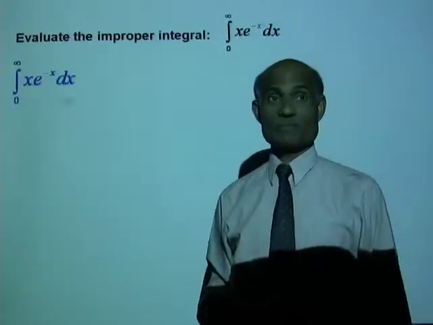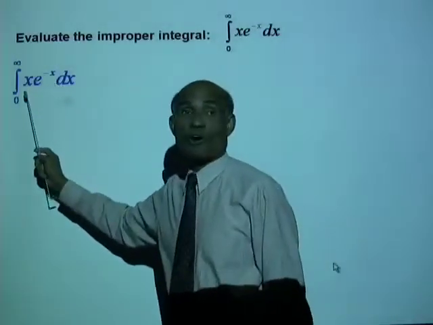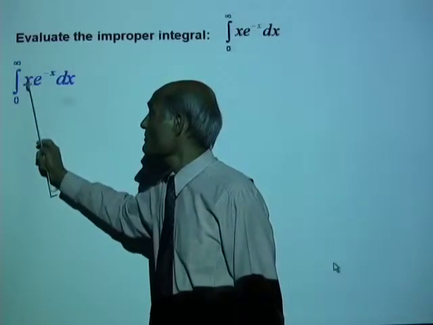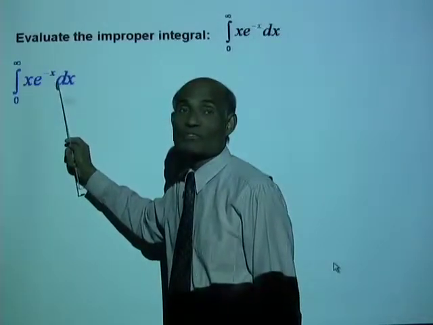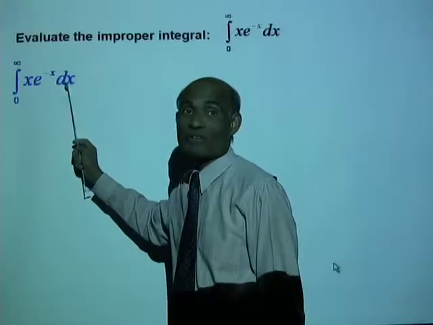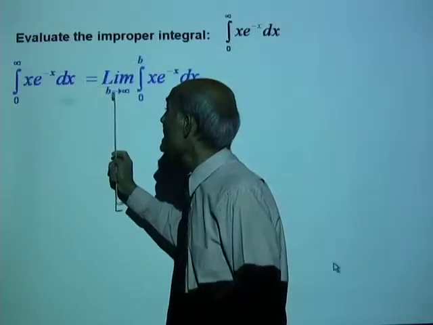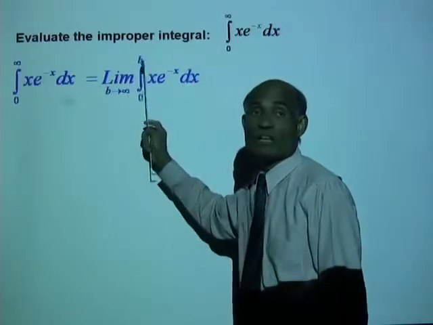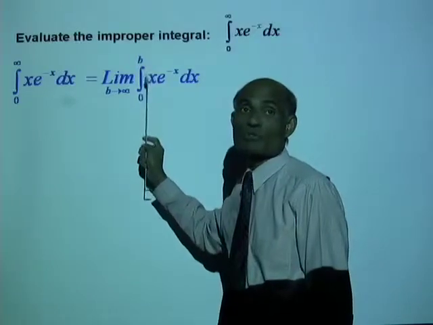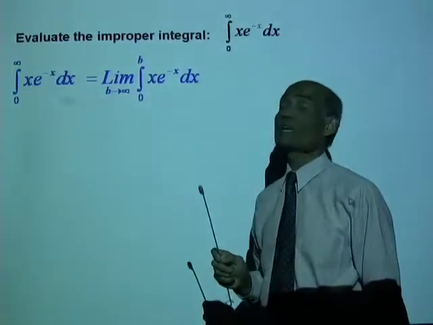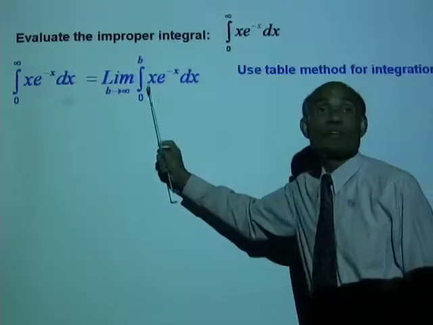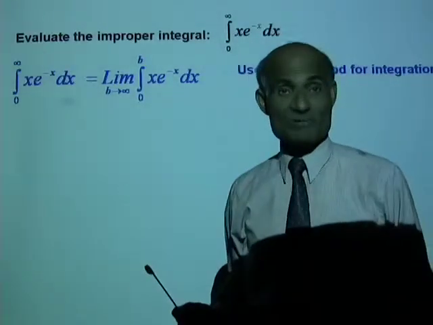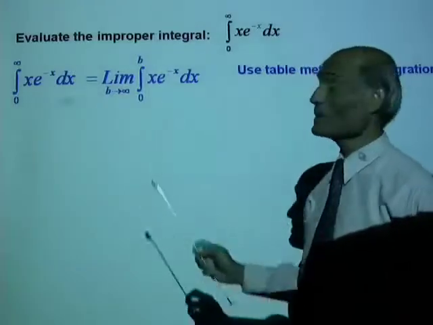Well, think about it. First of all, integral 0 to infinity x e to the power of negative x dx, written as a limit, is limit b approaches infinity, integral 0 to b of x e to the power of negative x dx. And we will use the table method. Is that right? We have done several of those earlier.